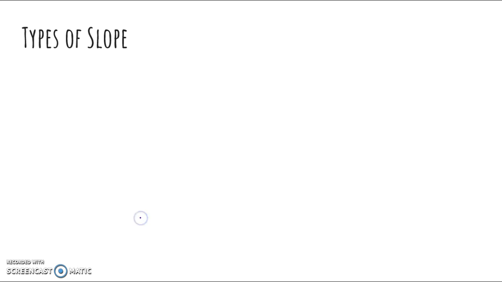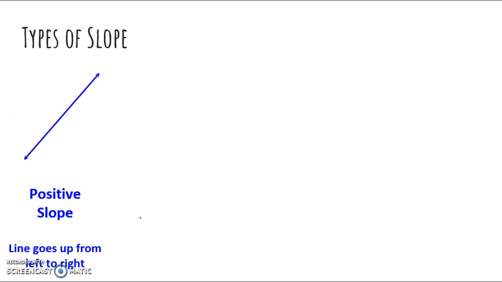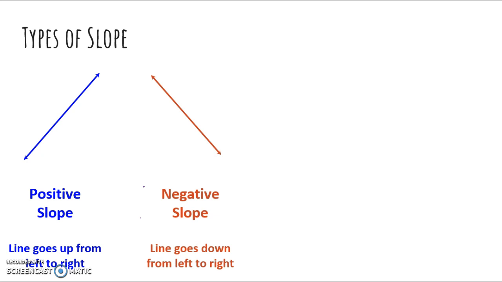Now, there are different types of slope. Thinking about the sign, we can have a positive slope. With a positive slope, the line goes up from left to right. Again, as I said, we read lines from left to right. So from left to right, we're moving up. That would be a positive slope. The opposite, a line that's going down from left to right, would be a negative slope.